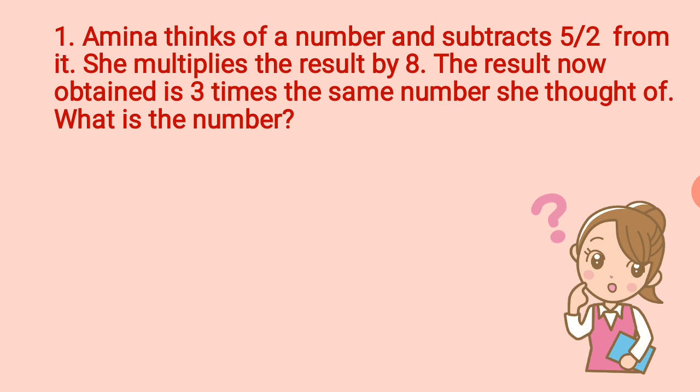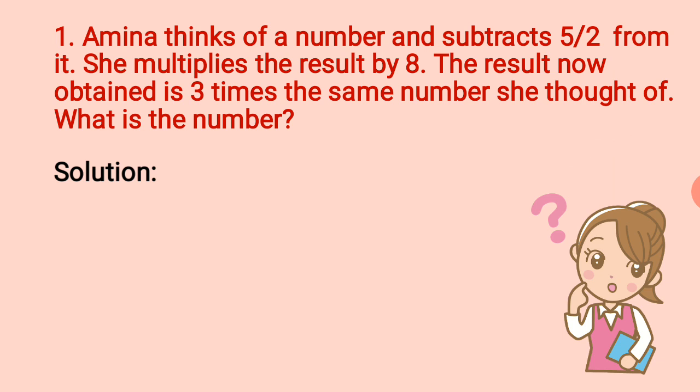First question. Amina thinks of a number and subtracts 5 by 2 from it. So you can see this is some sort of logical question. She multiplies the result by 8. The result now obtained is 3 times the same number she thought of. What is the number? So it's a puzzle for you. Now we are going to convert this puzzle into a mathematical statement and we'll get the number. Let's see how. Let's begin with the solution.